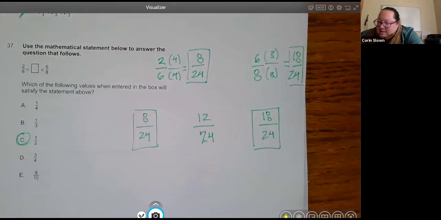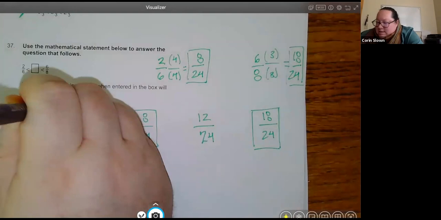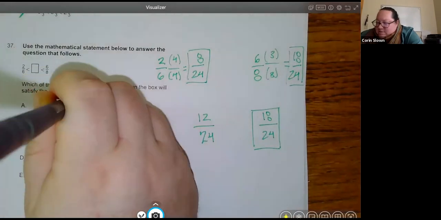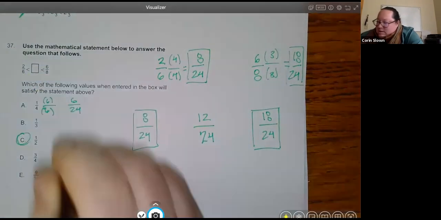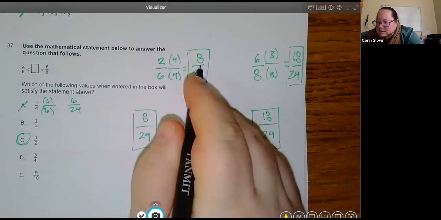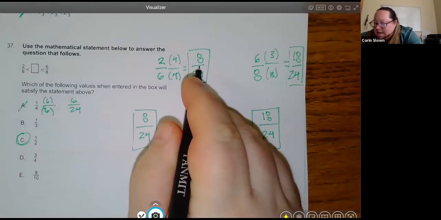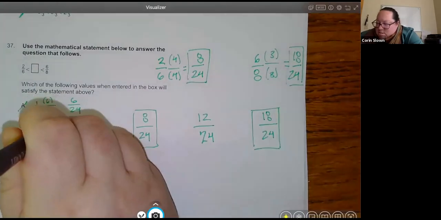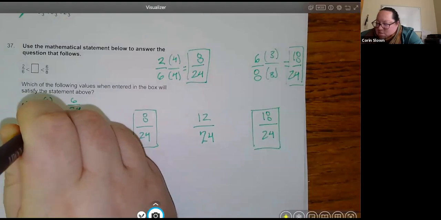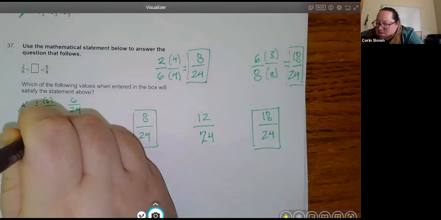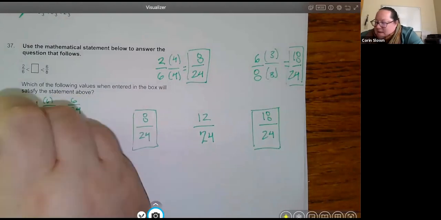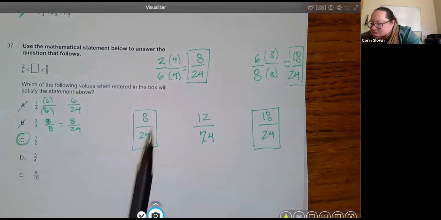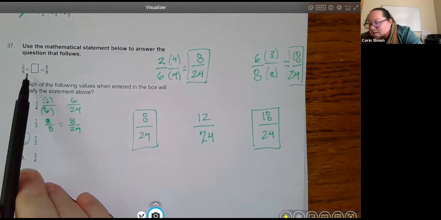I'm going to convert 1/6. Right, so 6 24ths. That doesn't work. It's not going to be greater than 8 24ths, so I can exclude that. 1/3. So if I wanted to convert, it would be multiplying by 8. So that would be 8 24ths. I can't do B because 8 24ths, right? This is not a less than or equal to, or greater than or equal to sign, so I can't use B.